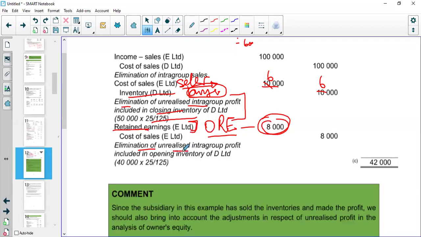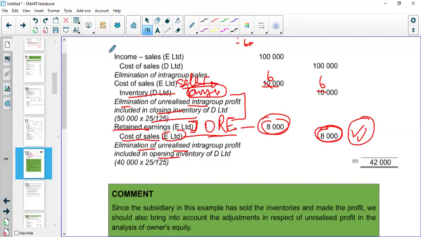Now, because this is unrealized profit in opening, we assume the inventory has been sold, right? And so the cost of sales of the seller can be credited. Now, if you credit cost of sales, you are reducing cost of sales. And if you reduce cost of sales, you have reduced an expense. If you reduce an expense, you increase profits. So here we're going to reduce the expense of the seller by 8,000. Now it means we've given them the profit.